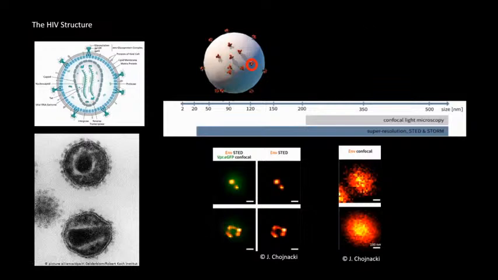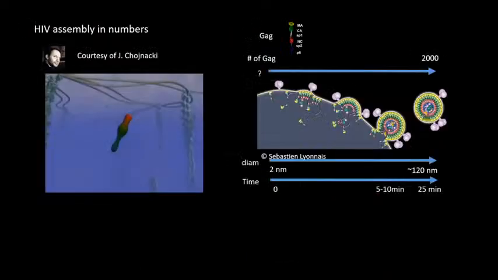In the team, we are mainly interested in the assembly of this virus at the surface of the host cell, in that case, living T cells. And this assembly is a dynamic process. Although electron microscopy gives access to very fine and interesting details of the structure, it doesn't give any information about the dynamics of the system.